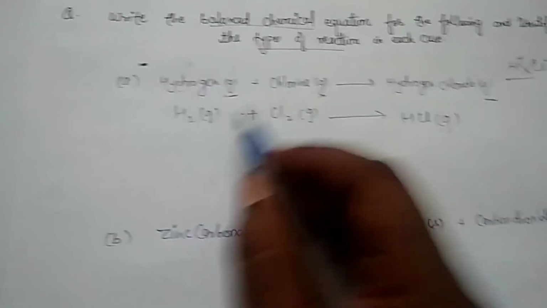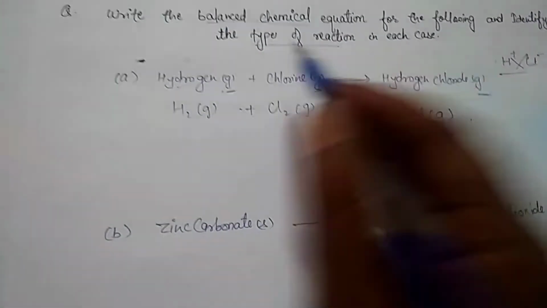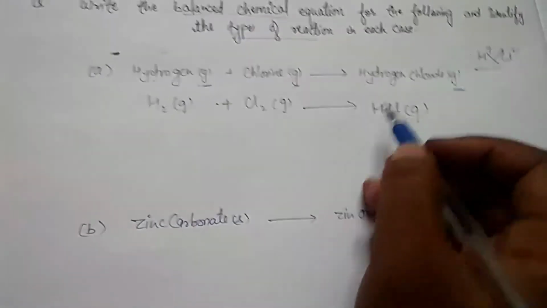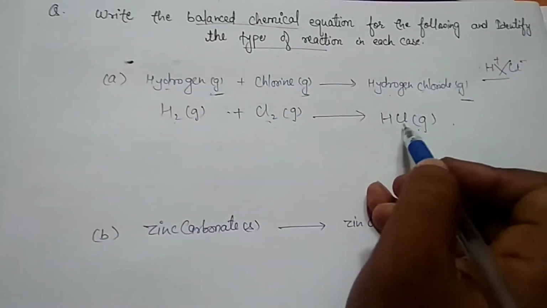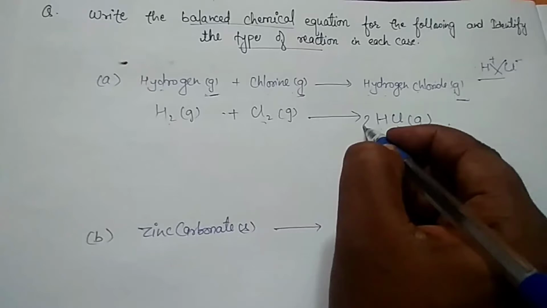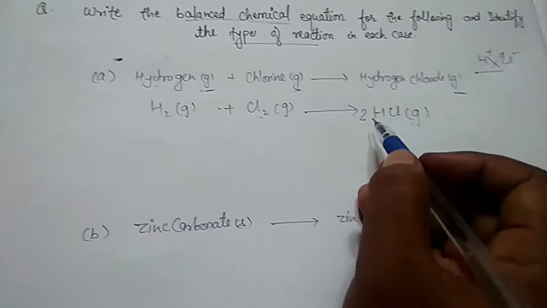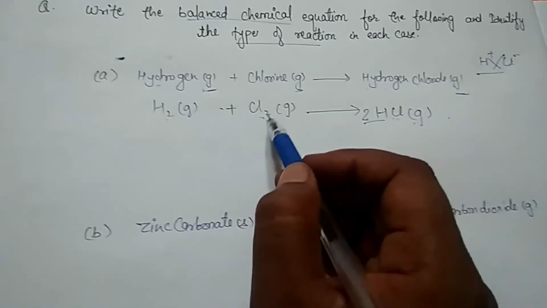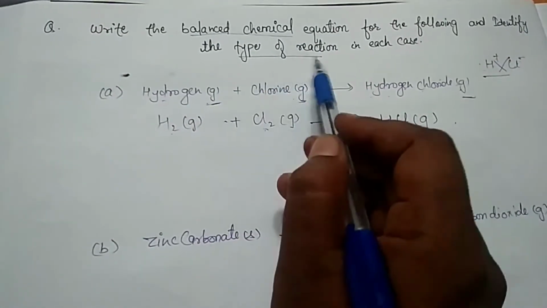Now this is given in word equation and we have already converted it into the chemical equation. Now balance it. There are 2 hydrogen, 2 chlorine on the left, and 1 hydrogen, 1 chlorine on the right. Multiply by 2 on the product. See children, after that there are 2 hydrogen and 2 hydrogen, 2 chlorine and 2 chlorine. Now the first question, balancing, is solved. Now we have to find out the type of reaction.